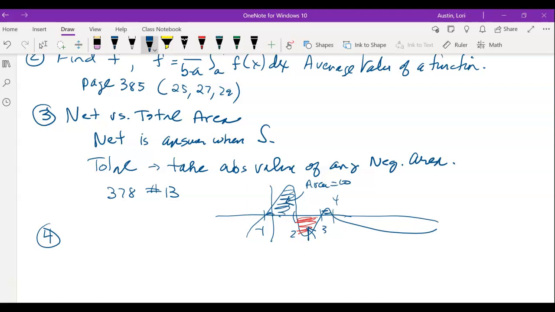The bulk of the test is integrate. I don't know, 10 to 12 integrals. I'm just going to give you the integrals. So what I would do to practice that, going to the review, so now I'm on page 400. Just 10 to 12 integration problems.